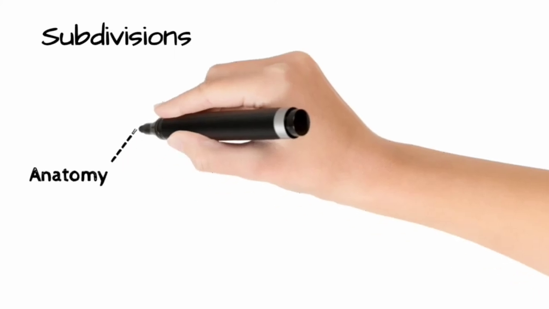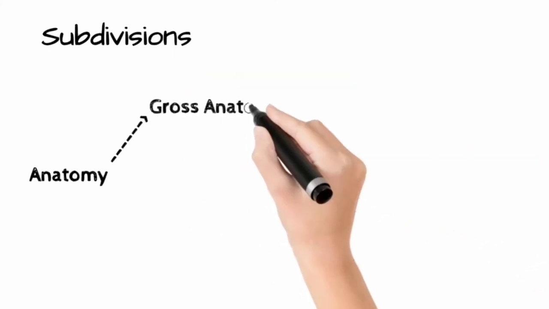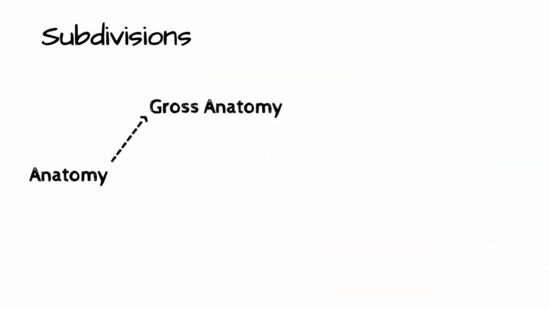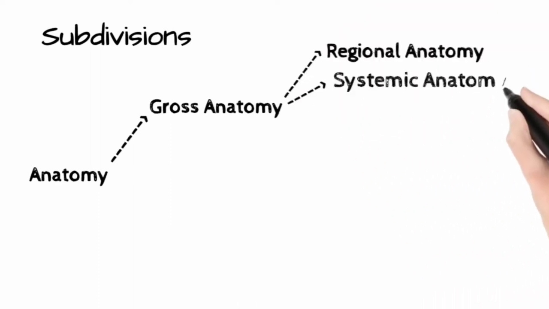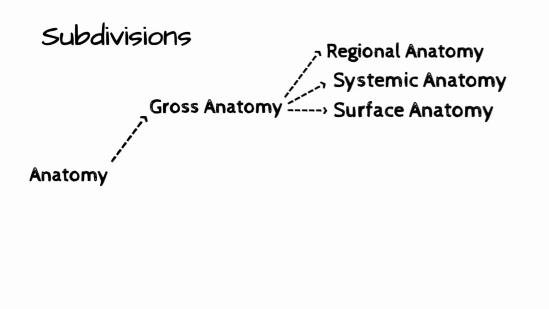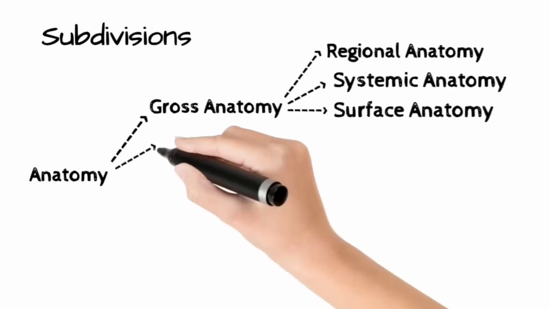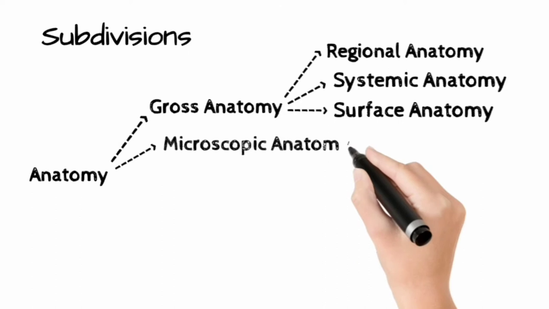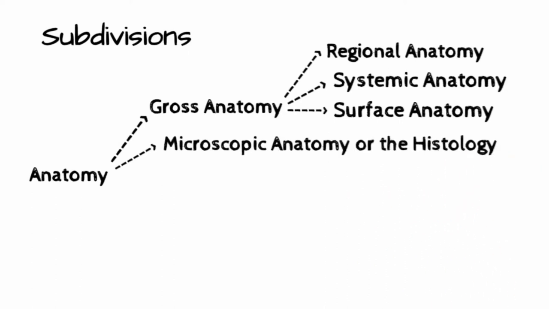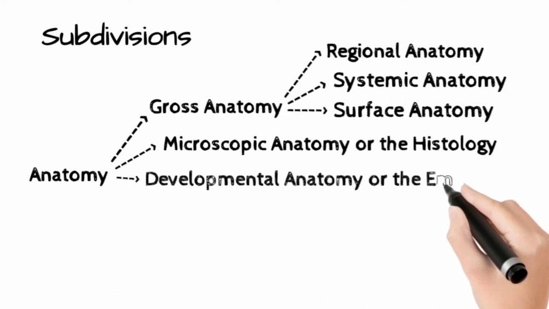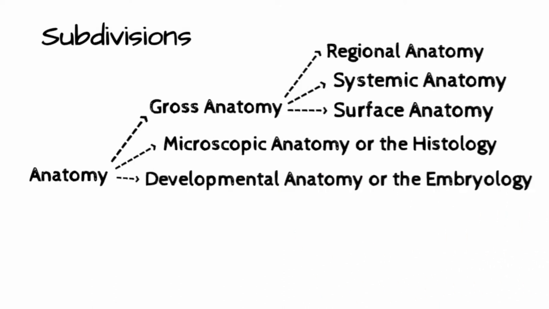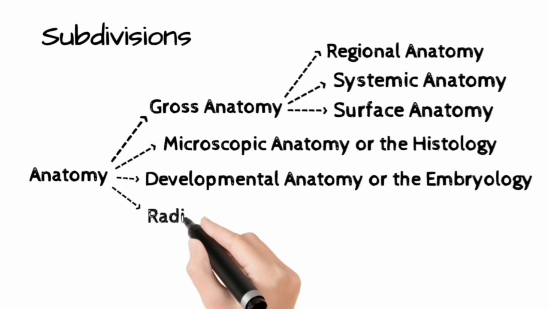Now, let's move on to the subdivisions of the anatomy. Anatomy includes the gross anatomy, which can be further subdivided into the regional anatomy, the systemic anatomy, and the surface anatomy. It also includes the microscopic anatomy or the histology, and then the developmental anatomy or the embryology, and finally, the radiographic anatomy.